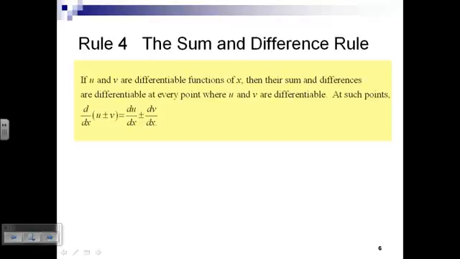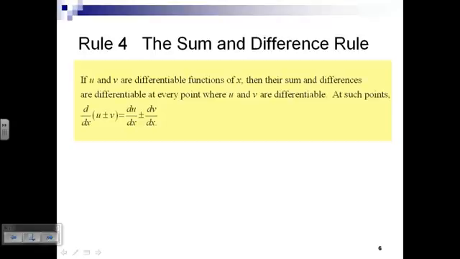Rule number 4. The sum and difference rule. Again, we're going to use u and v as placeholders for any functions of x. If I'm taking the derivative of u plus v, or if I'm taking the derivative of u minus v, I may break it into 2 smaller problems. The derivative of u plus the derivative of v, or the derivative of u minus the derivative of v. We can break up derivatives into little problems based on pluses and minuses.